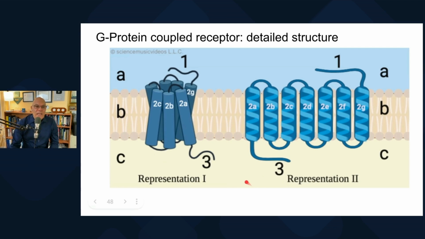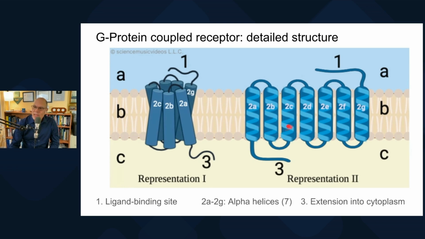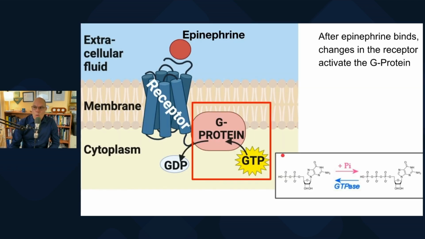Let's look at this receptor in a closer way. Here's the ligand binding site, which binds with epinephrine. There are 7 alpha helices. You learned about alpha helices back in Unit 1 when you learned about protein structure. And then there's this part over here that extends into the cytoplasm. The thing to know is that when something binds over here, the binding can induce a ripple effect that ripples through these alpha helices and causes a change over here. So after epinephrine binds, it induces a change over here, and that activates the G protein.